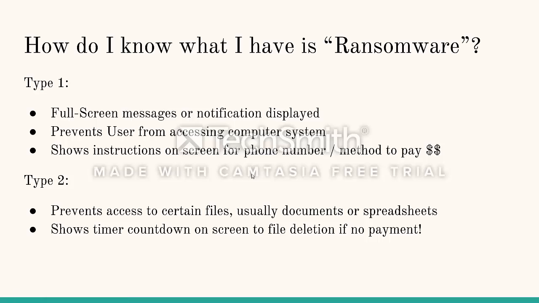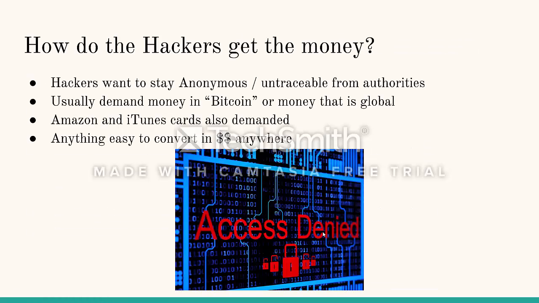Okay, how do I know what I have is ransomware? How do I know it's not something else? Well, the usual things that happen with ransomware are full screen messages or notifications. It prevents you from accessing the computer system, and it shows instructions on the screen, or a phone number or something, for a way to pay money, or it might prevent access to certain files, usually documents or spreadsheets. And the ones today usually show a countdown timer to when your files are going to be deleted to make you want to pay right away.